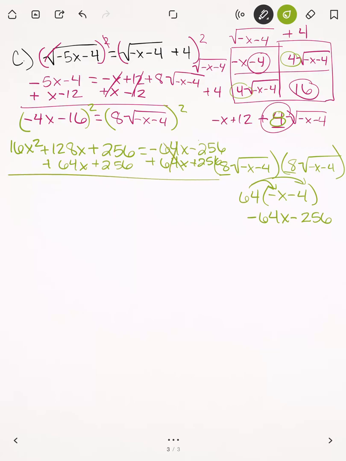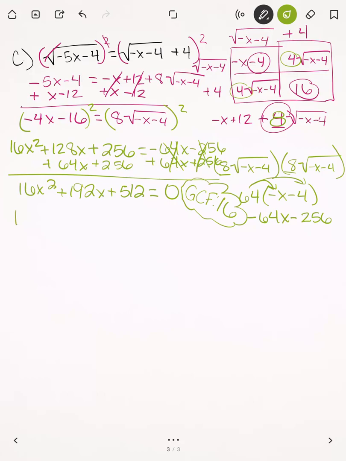Over here, they cancel out. They give us that beautiful 0 we wanted. On this side, we have 16x squared. 128x plus 64 is a positive 192x. And 256 plus 256 is 512. Okay, again, these are some big numbers, so let's look for a GCF. What number are all three terms divisible by? 16. That makes our life so much easier.